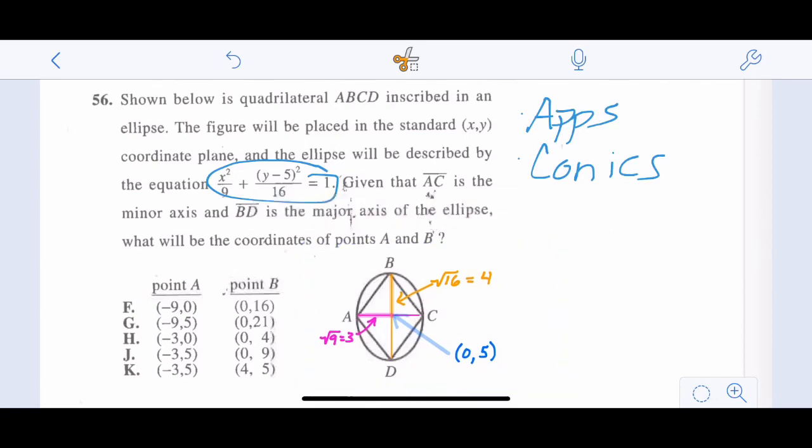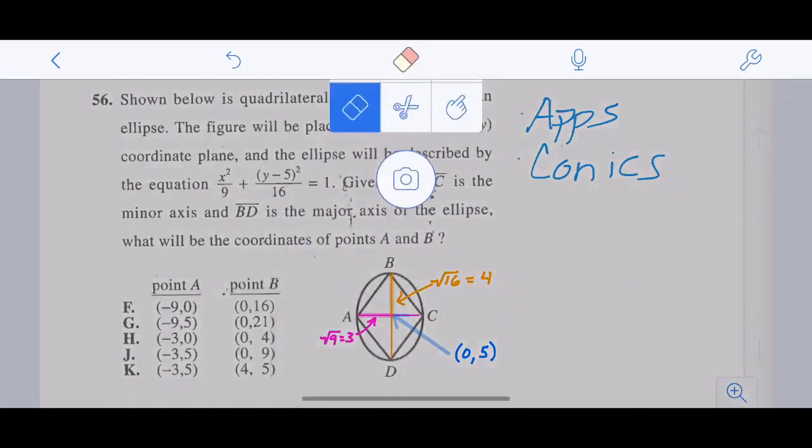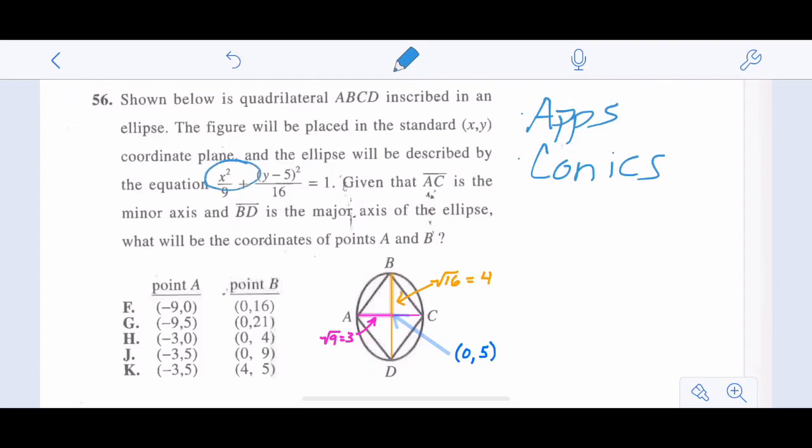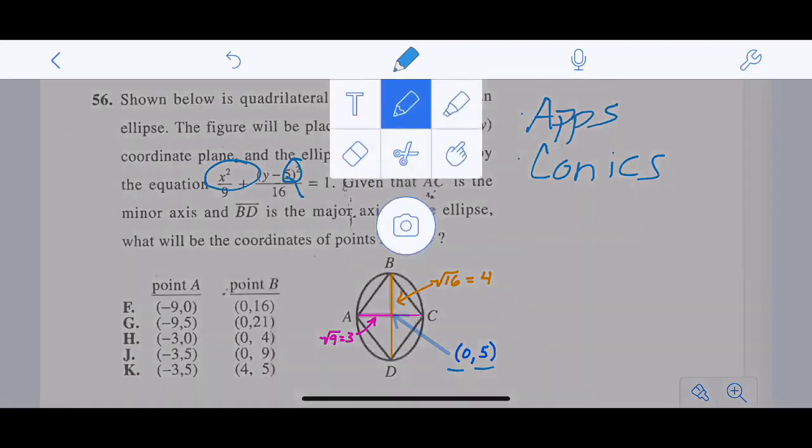We know the center, so x minus h squared, with h being the center. So since there's nothing there, we know that that's 0. Y minus k squared. K are the y coordinates. That's a negative 5. So that means it was positive going in. So 0, negative 5 are our center coordinates.